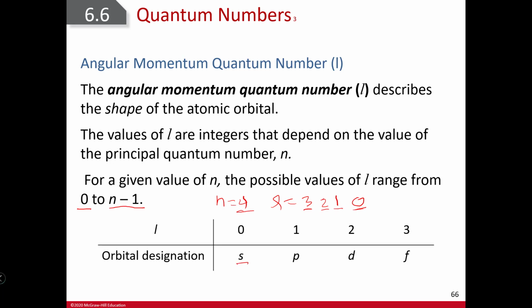Now, each one of these L values has a letter designation. L equals 0 is S, L equals 1 is P, L equals 2 is D, L equals 3 is F, L equals 4 is G, and then it goes like the alphabet. All right?